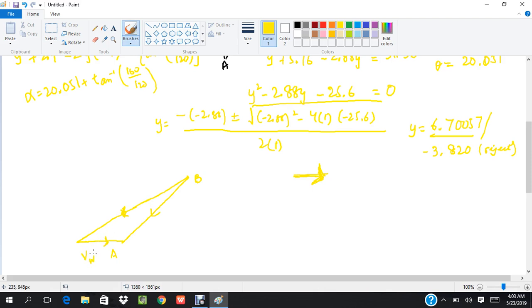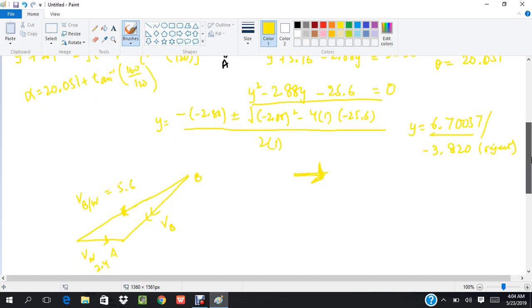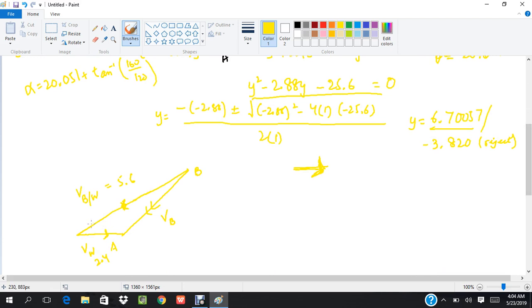So this is the velocity of water this time. This would be my direction of the relative velocity. And this would be my true velocity. Right, so this is 2.4. And this is 5.6. We have to find the speed of the boat on the return journey. So if somehow I can find this angle or any of the angles, I can then use the cosine rule to find VB in this case. So what can we do? Let's put this in context here.